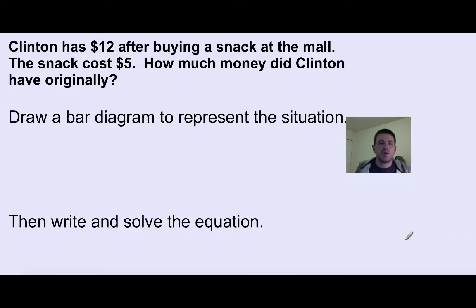So to finish this one, I want you to read through this problem. I want you to draw a bar diagram, write and solve your equation, and then we're going to go over it together tomorrow and see how we did when we start class. Okay, so this time it's all on you. You try it, look back at the examples we did, see how you can do on your own.